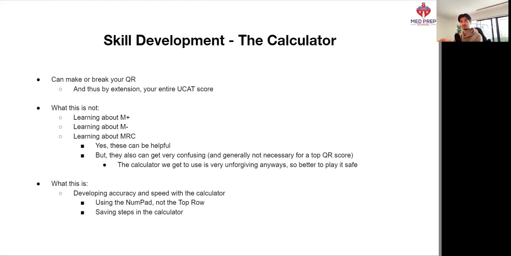entire UCAT score. What I'm not gonna tell you is about learning what the M plus button does, what M minus does, what MRC does. Yes, I get it. These can be helpful, but they can also get very confusing in my opinion, and generally not necessary for a top QR score, okay? The calculator we get to use is very unforgiving anyways. So in my opinion, it's better to play it safe.